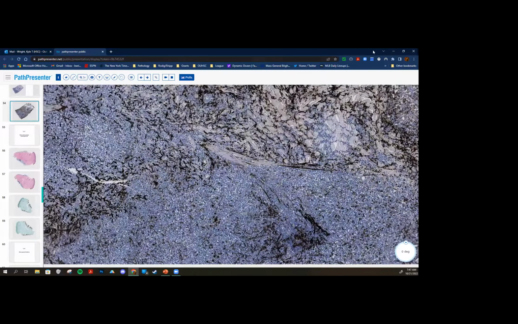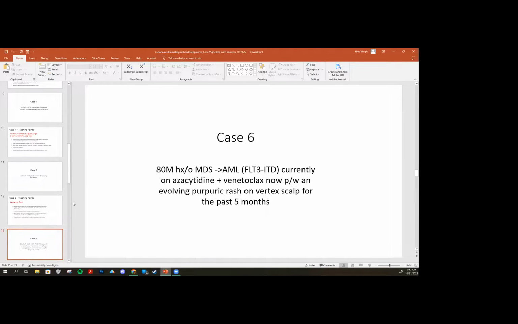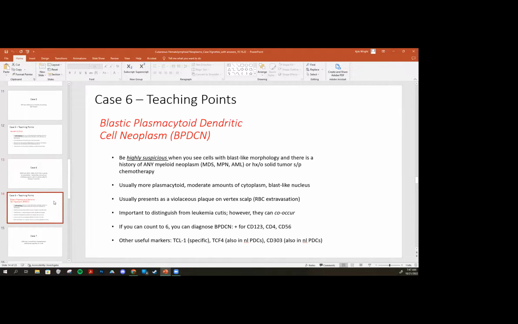Okay, so this is actually a fairly characteristic presentation of blastic plasmacytoid dendritic cell neoplasm, or BPDCN, a very rare lesion. Where I trained, we saw about 1/3 of the world's cases of BPDCN because we had one of the only BPDCN clinics, and the lab that discovered BPDCN and the underlying mechanisms of the tumorigenesis are located there. So we see a lot of BPDCN.